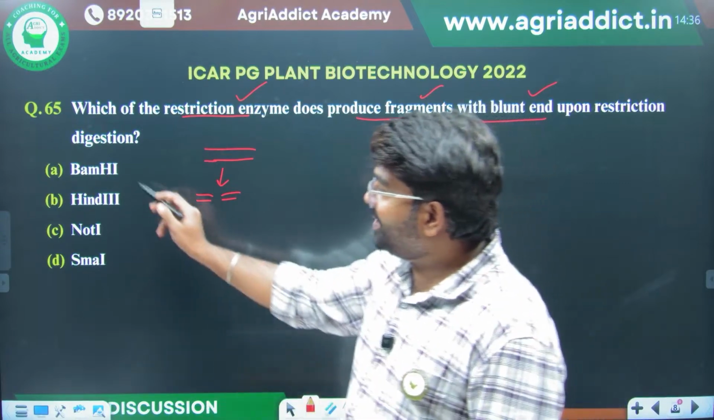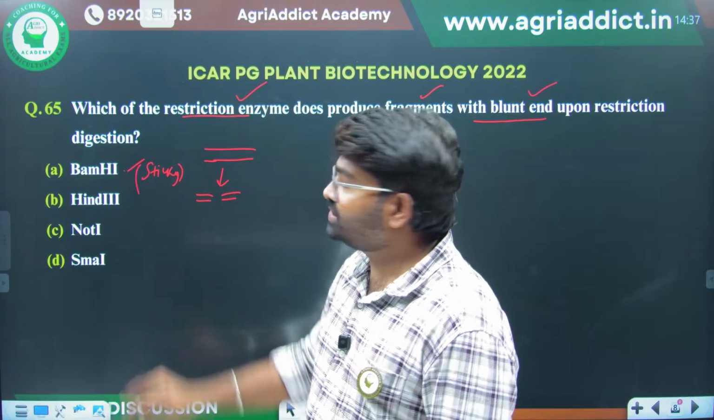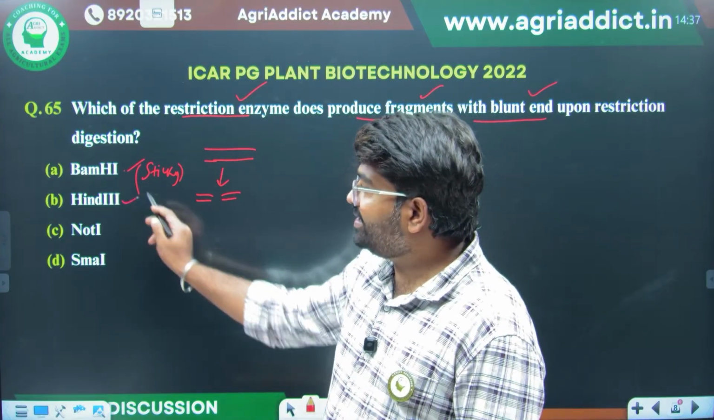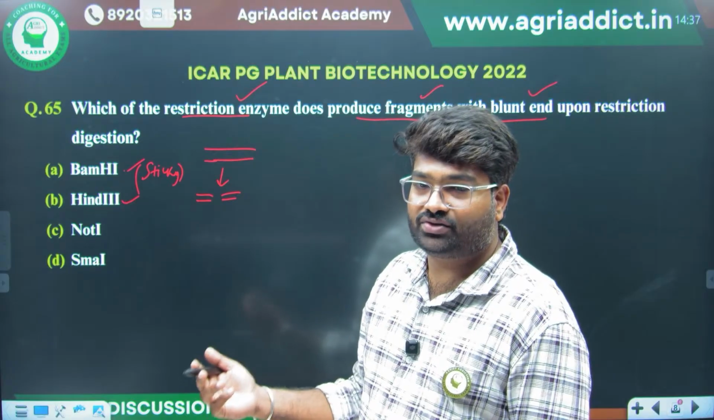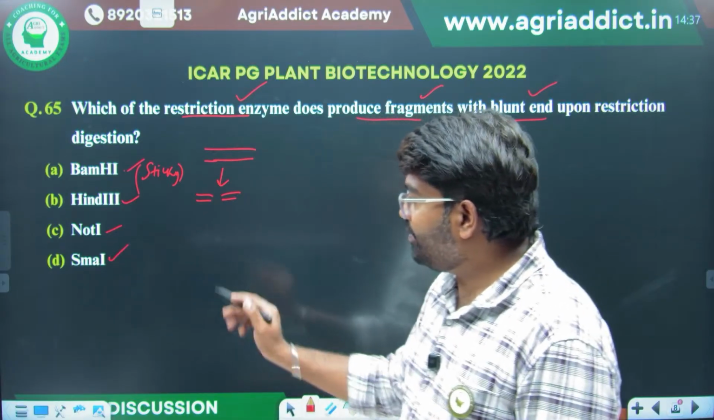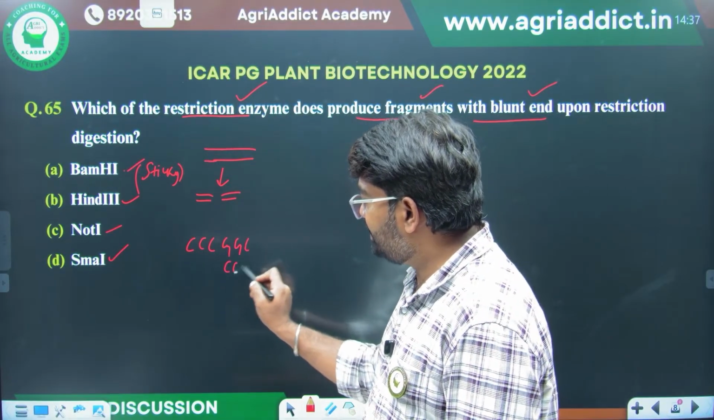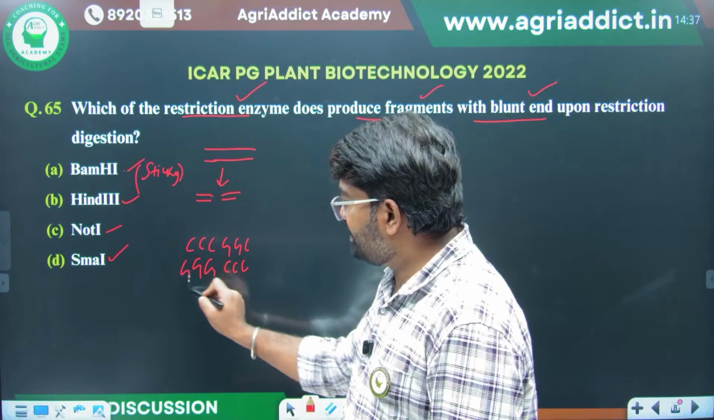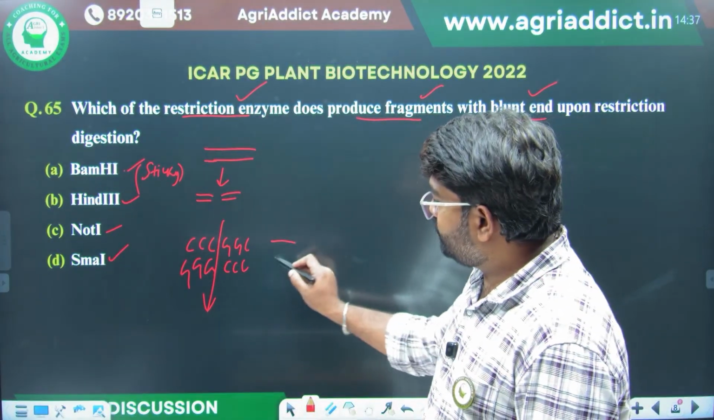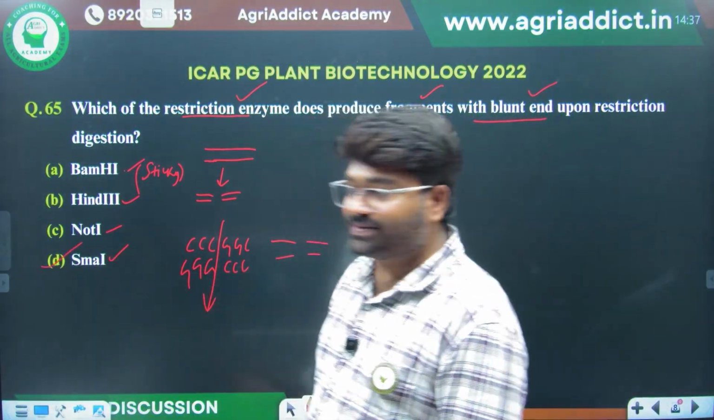Okay. We know BamHI, it is a sticky end producing enzyme. This is one of the most commonly used enzymes for gene cloning. Okay. HindIII, this is also a restriction enzyme that will produce sticky end. NotI also produces the sticky end, but SmaI, if you see, the recognition sequence will be CCCGGG. It will cut like this, so it will produce a blunt end. Clear? So, the right option will be SmaI.